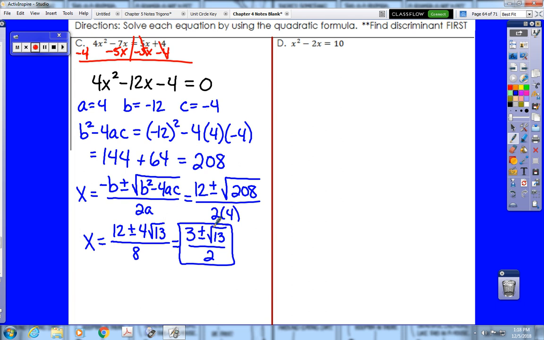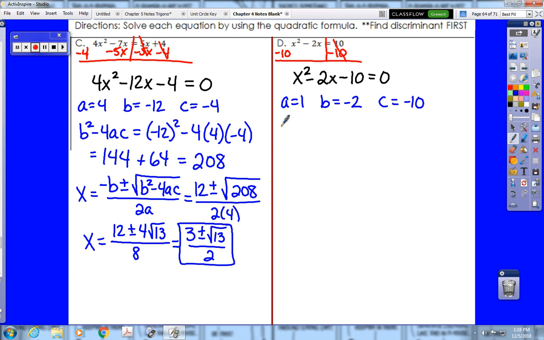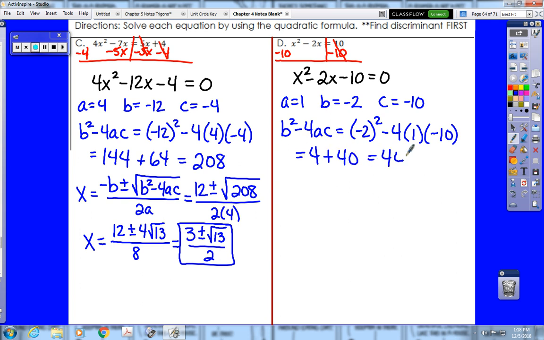Okay, finally, up here this does not equal 0, so we need to move the 10. We're going to subtract 10 from each side of that equation. That will give us x squared minus 2x minus 10 equals 0. A is 2. B, I'm sorry, that's not correct. I'm trying to change and do too much at once. A is 1. B is -2. C is -10. Discriminant, b squared minus 4ac would be -2 squared minus 4 times 1 times -10, which would be 4 plus 40, or 44.